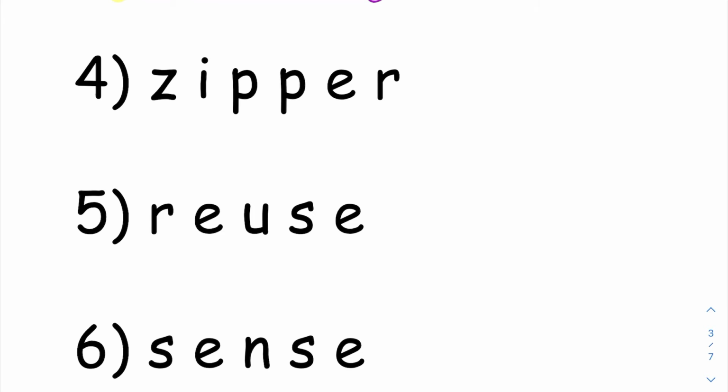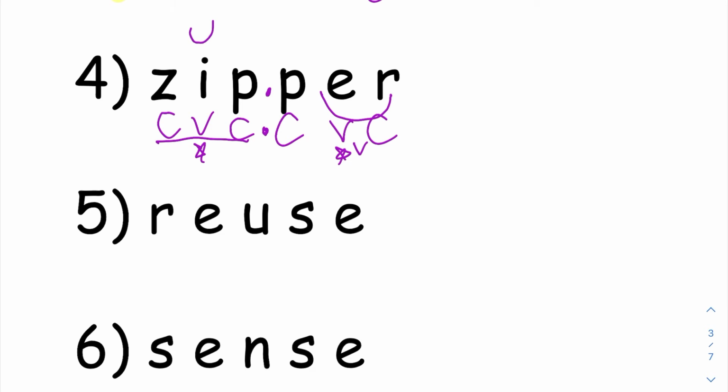Good. My next word here, we have consonant, vowel, consonant, consonant, vowel, consonant. You might notice there's that first best choice for two vowels together making one vowel sound. We'll divide in between those two consonants for two syllables. Consonant, vowel, consonant, marker with the breve. Your first syllable is zip. Second syllable, per. All together, zipper.